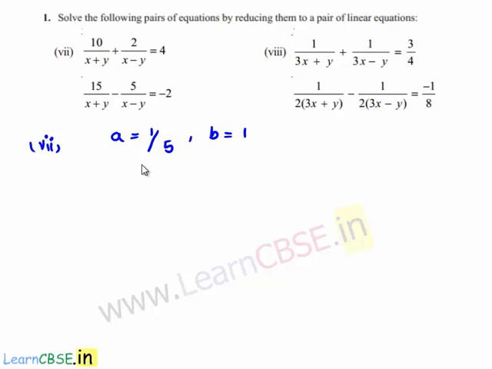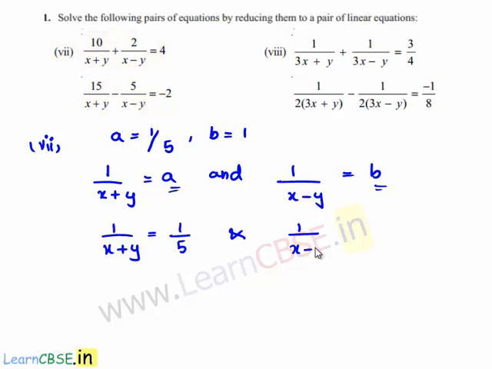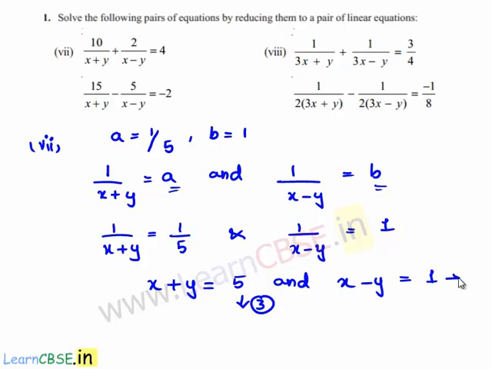In the beginning, we have assumed that 1 by (x plus y) is equal to a and 1 by (x minus y) is equal to b. So, in place of a, we can write 1 by 5 and in place of b, we can write 1. That gives 1 by (x plus y) is equal to 1 divided by 5 and 1 by (x minus y) is equal to 1. So, we get x plus y is equal to 5 and x minus y is equal to 1. Name this as third equation and this as fourth equation.